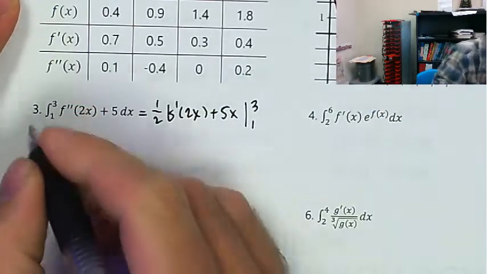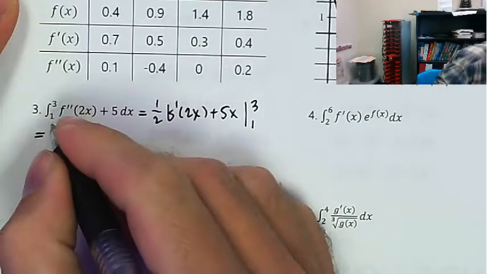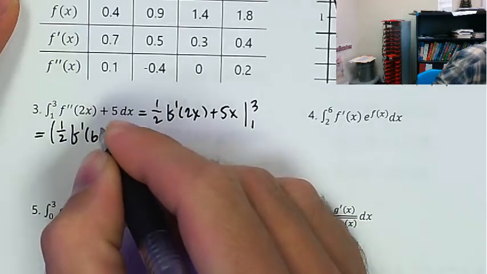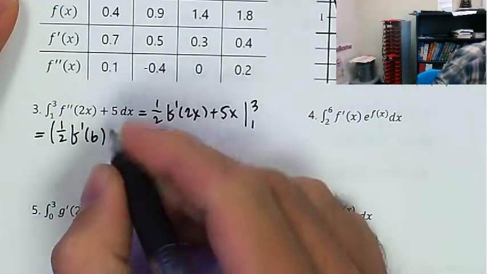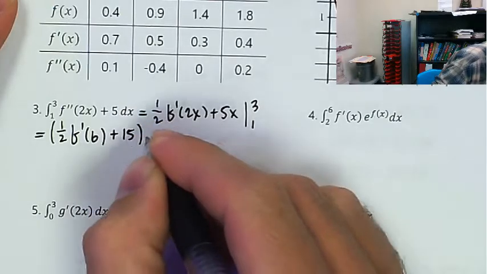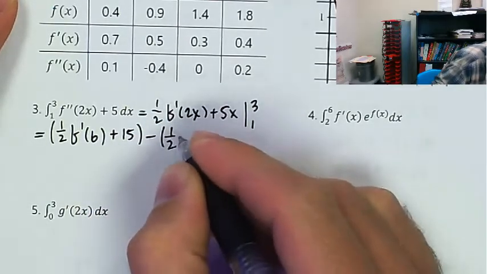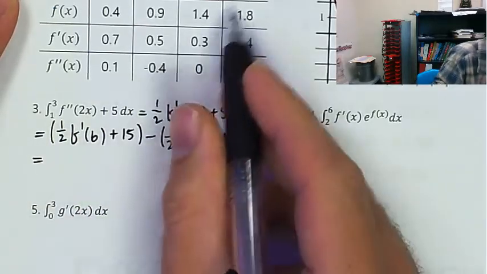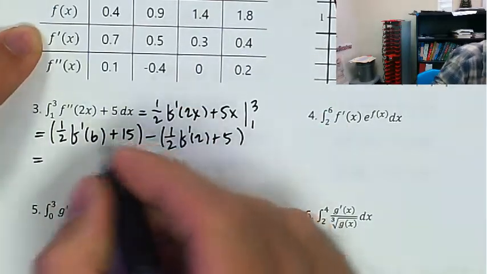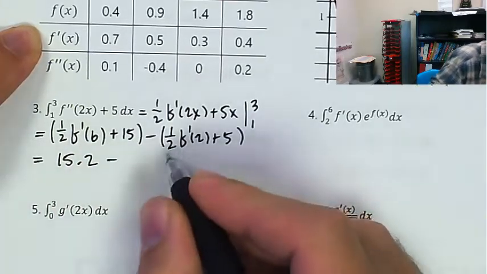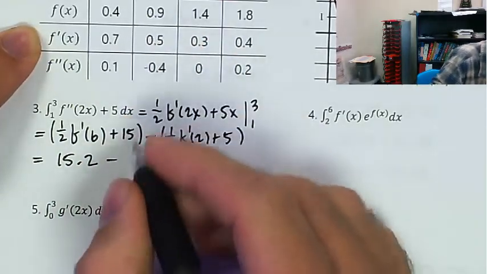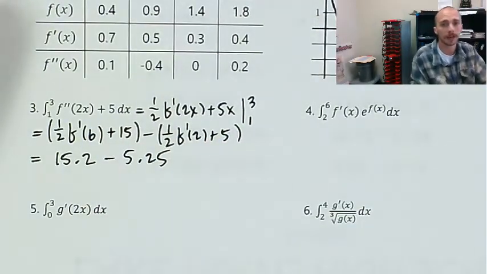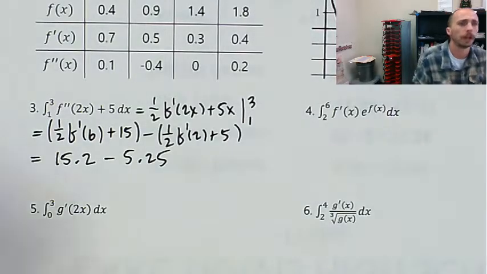I'll plug in 1 and 3, and I'll get 1/2 f prime of 6, because when I plug in 2 times 3, plus 5 times 3 is 15, minus, I'll plug in 1 for x, and I'll get 1/2 f prime of 2 plus 5. Half of f prime of 6 is going to be 0.2, so 15.2, minus half of f prime of 2, which is going to be 0.25, so minus 5.25, and I think that's going to be 9.95, but let's just leave it like that.